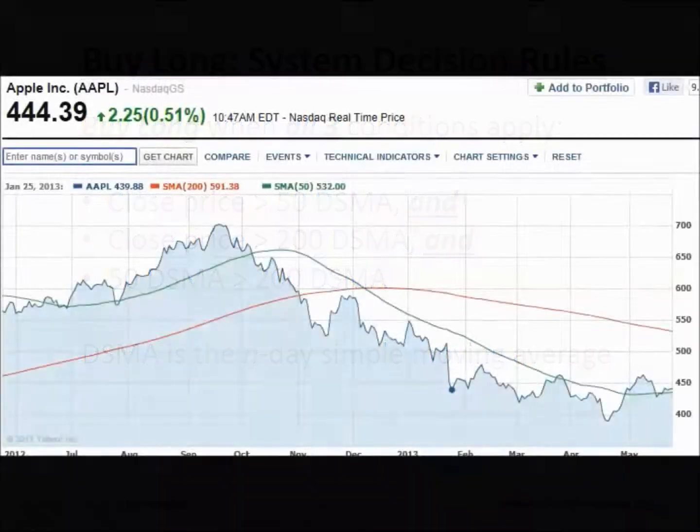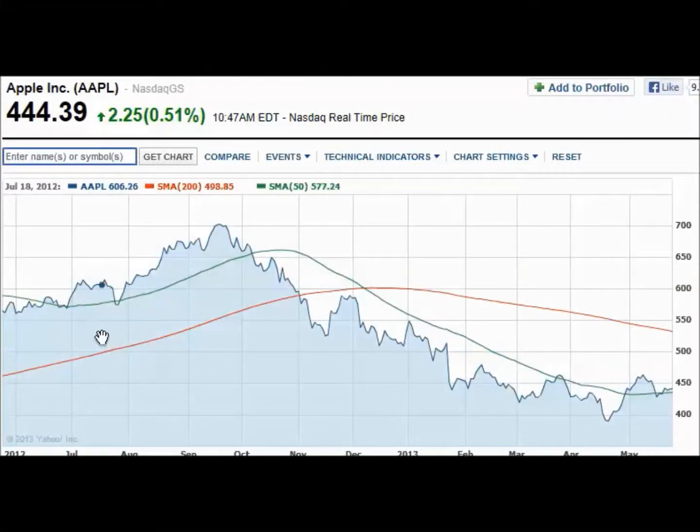So here's Apple. I'm going to use Apple. Everybody is really interested in Apple. So here you see the 200-day simple moving average red line, green line is the 50, and the jagged line is the closing price. Right here we had just a dip below the 50, but as soon as that crossed over, right here was the last time we bought Apple.